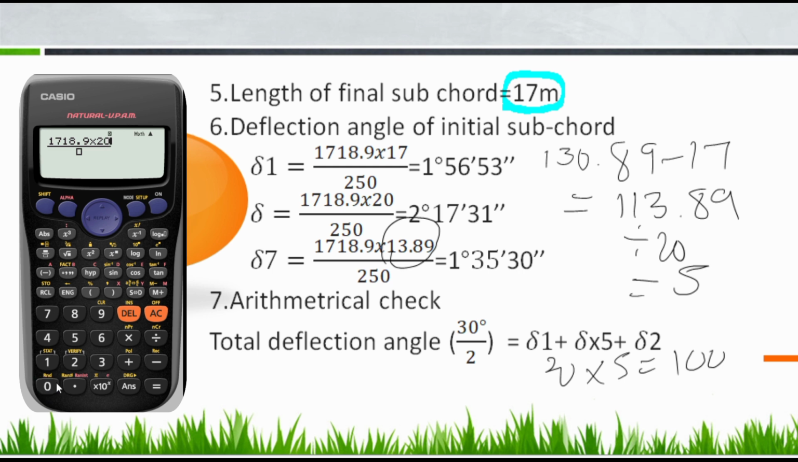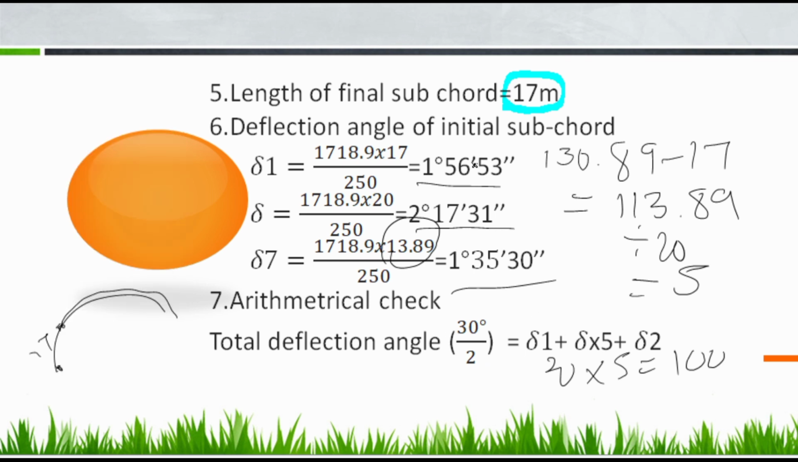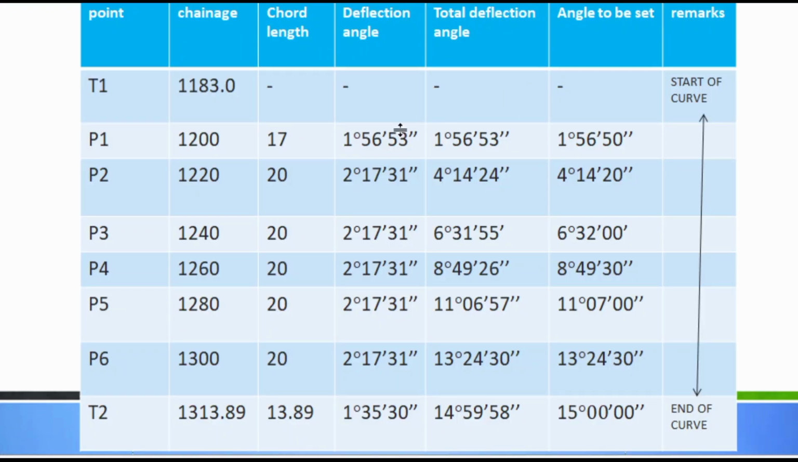So 1 minute is equal to 60 seconds. You do the rest. Make sure you remember you divide it by 60 in order for you to get our deflection angles. Then for the total deflection angle, I apply the arithmetic check. So by adding this 2 degrees 17 minutes, that 1 second multiplied by 5, then we add the last one, you'll get your final answer as 15 degrees.